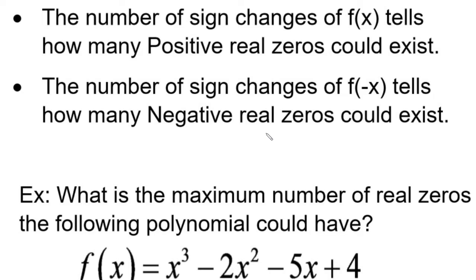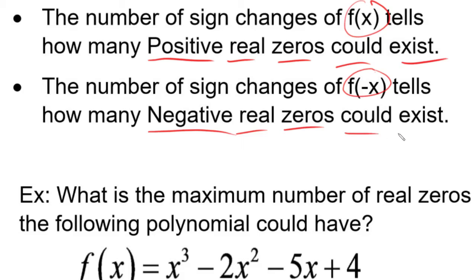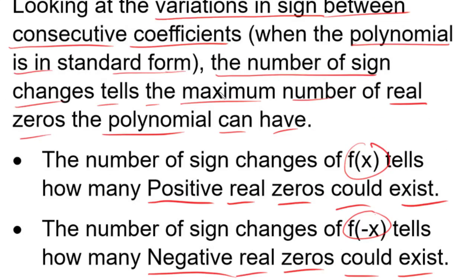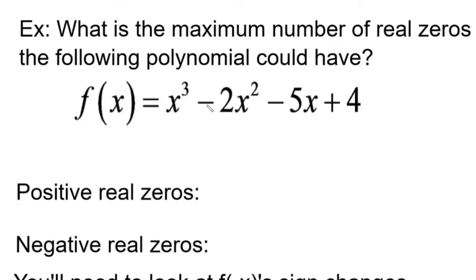Now, the number of sign changes on the original function tells you how many positive real zeros could exist. The number of sign changes on f of negative x tells you how many negative real zeros could exist, at a maximum, because this tells you the maximum number. Now, let's go ahead and get into it. This is such a cool rule, in my opinion. It takes no work for you to do. There's no actual working it out. You just have to have the rule in your head, and then you can see it.